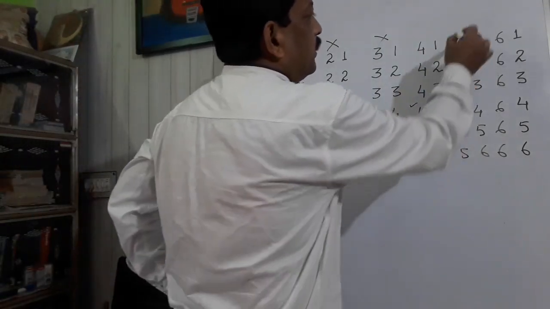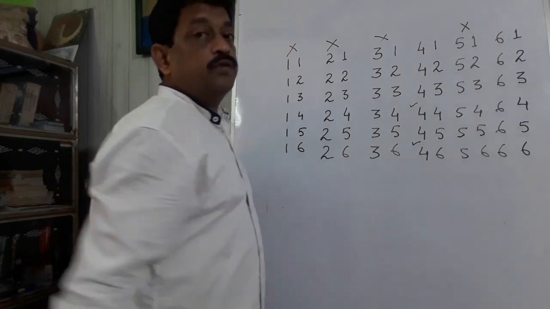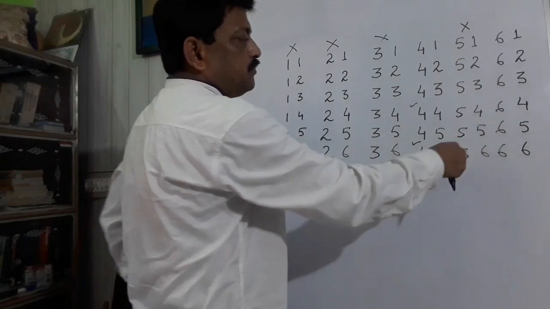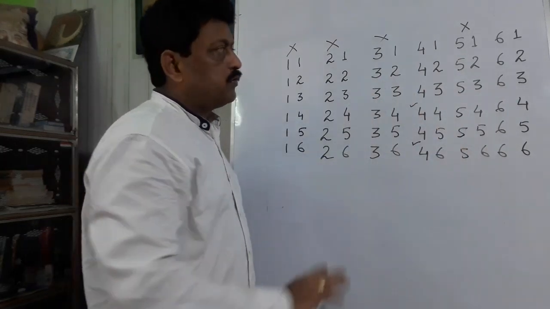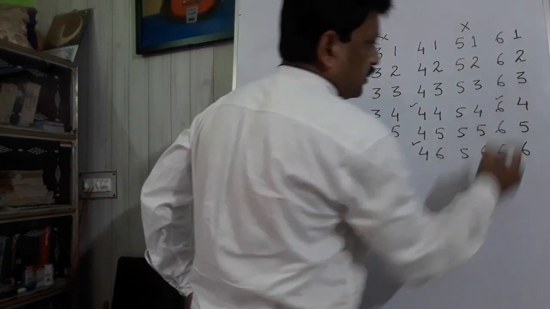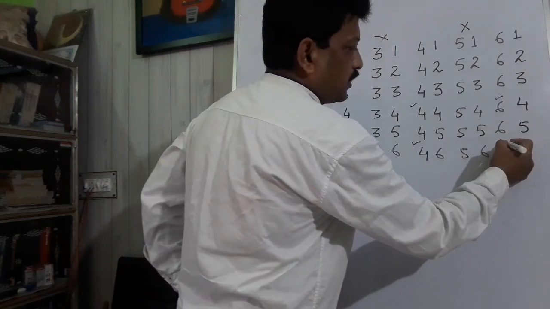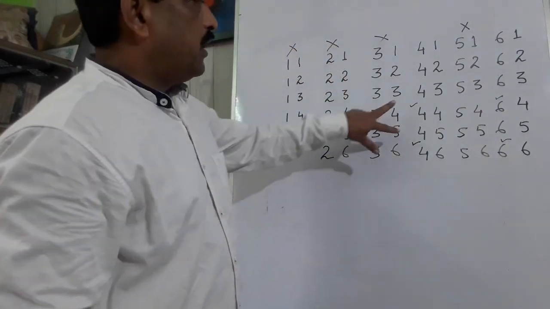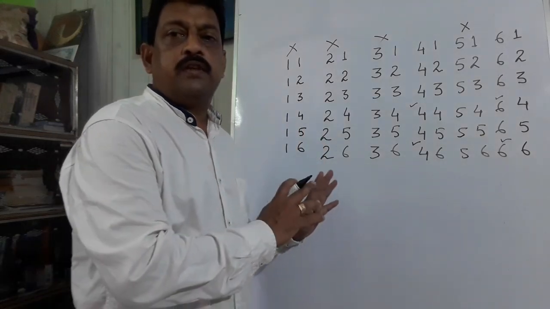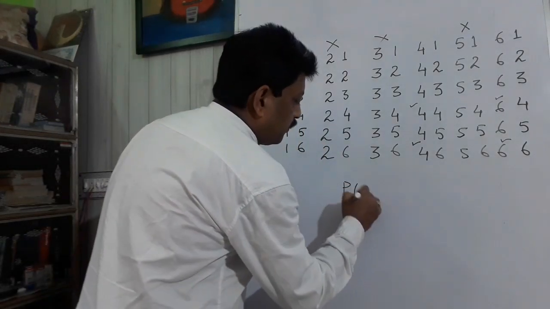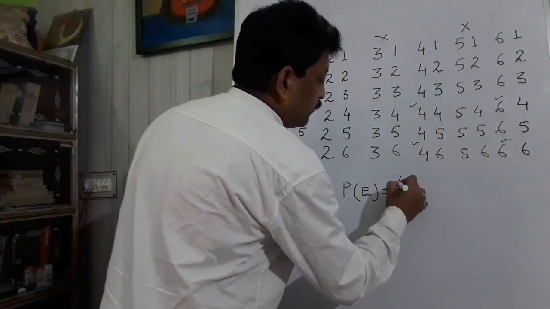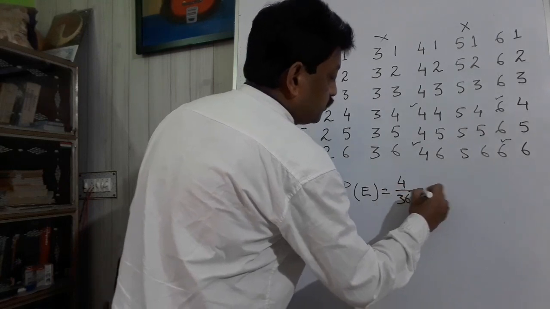And 4, 6, these are also composite numbers on both the dice. 2 cases here. This row is also excluded because 5 is not a composite number. Actually we are looking for a composite number on both the dice. Since 5 is not a composite number, leave it, exclude. Now 6 is a composite number. So here 6, 4 both are composite, and 6, 6 both are composite. So therefore we have 4 outcomes which are favorable to this event. Therefore the probability of getting a composite number on both the dice is 4 upon 36, that is 1 upon 9.